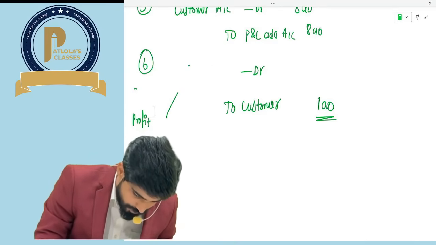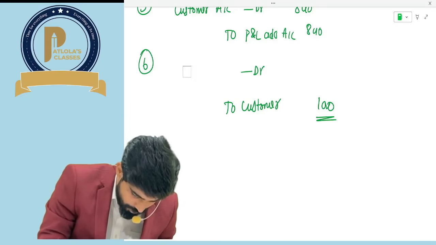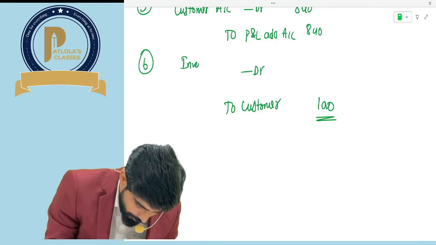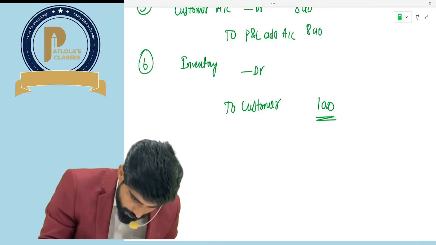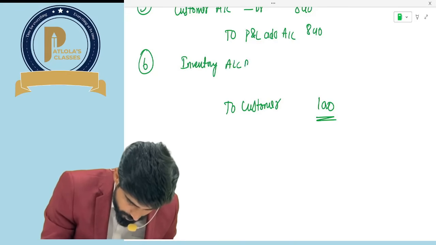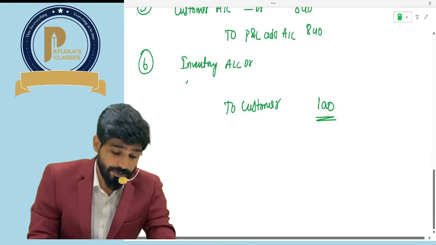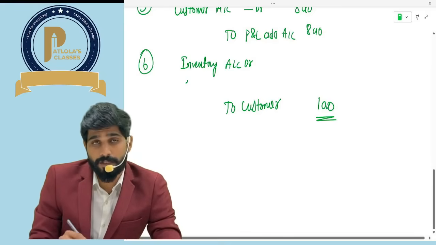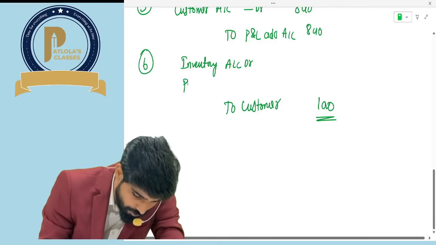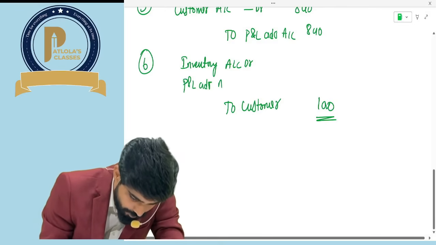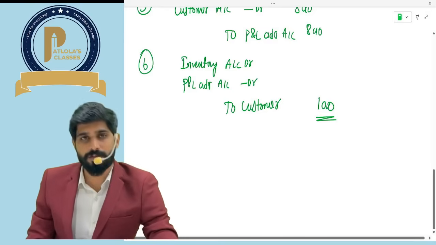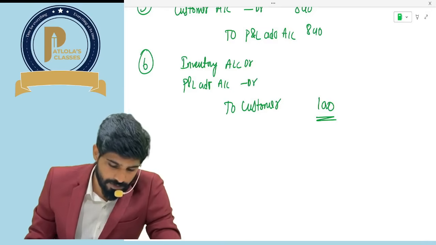So in place of sales, let us write two things. What are those two things? Inventory account debit, and we have to write profit, but in place of profit, since we are doing it in the next accounting period, we are going to use P&L adjustment account debit. Okay, sir. Now how much should be the amount? How much is profit, sir?